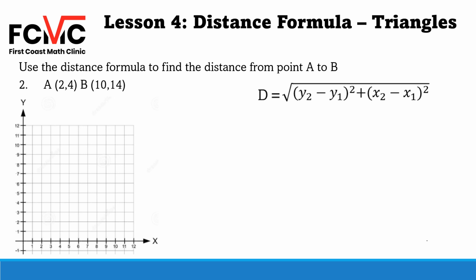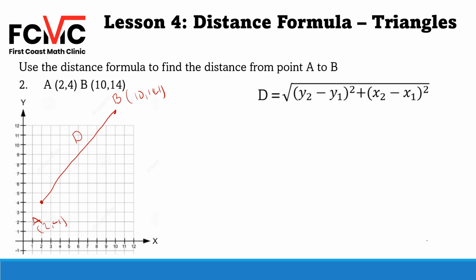Okay, so for number 2, we've got A is 2, 4 and B is 10, 14. So let's start by plotting our points. So A at 2, 4 and B at 10, 14. So we're going to go off the grid a little bit. So 10, 14, we're right about here. So we're looking for D, which is the distance between A and B.